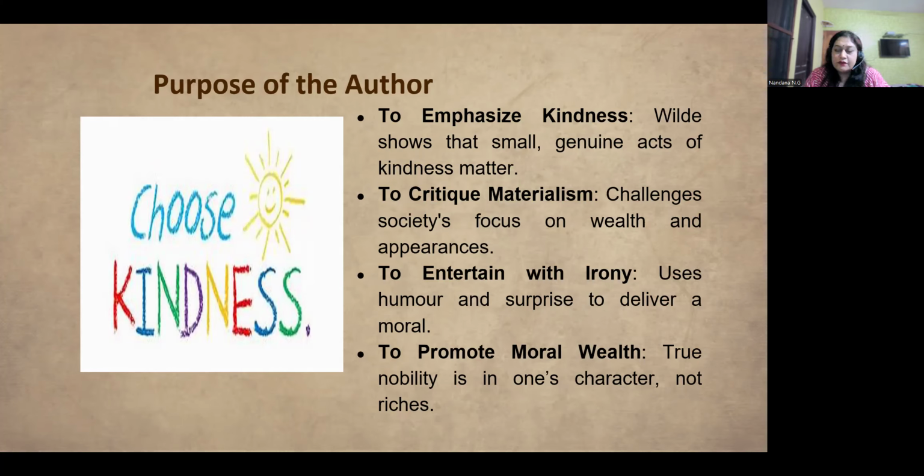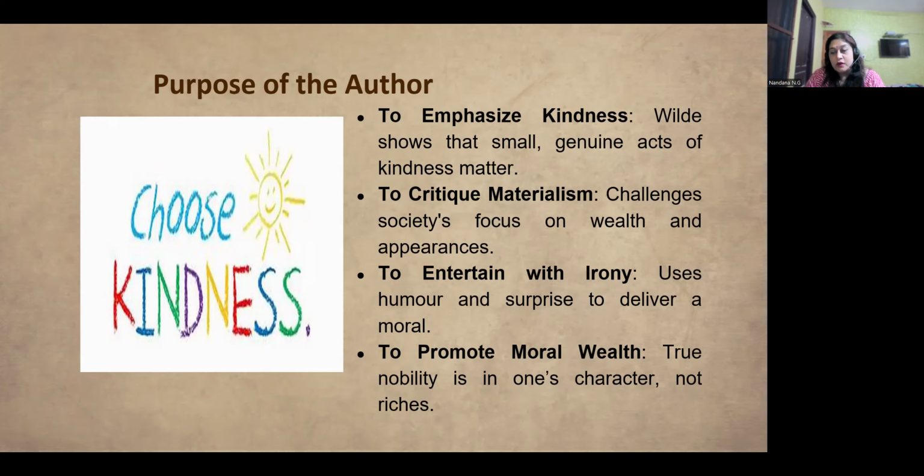So, through the course of this story, Oscar Wilde challenges society's focus on wealth and appearances. He also tries to entertain with irony. Instead of giving a story with a lot of didactic messages or giving a monologue wherein you say kindness is important, he uses irony. He also uses humor and surprise to deliver a moral through the course of the story. And he also tries to promote moral wealth.